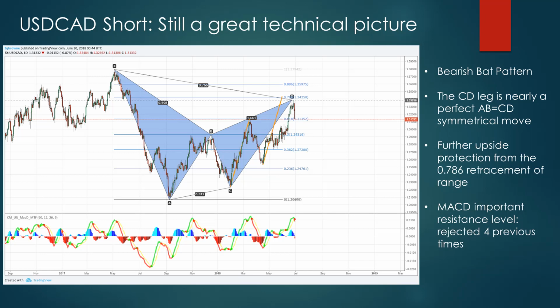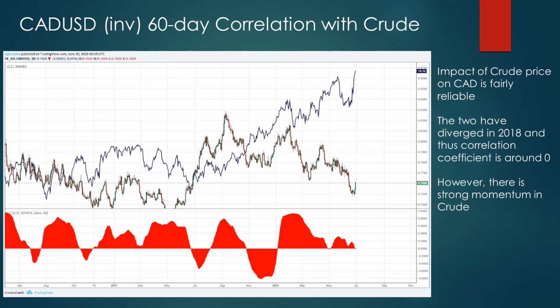I just want to point out an interesting fundamental picture here for CAD, for the Canadian dollar, and that's its correlation with crude. Now, crude has been on quite a strong rally in 2018. And so here's a comparison of CAD USD, which is the inversion of how the pair is normally expressed, and it's a 60-day rolling correlation coefficient with crude futures. So as you can see right now, crude and CAD have diverged in 2018. And yes, that's because of trade wars.